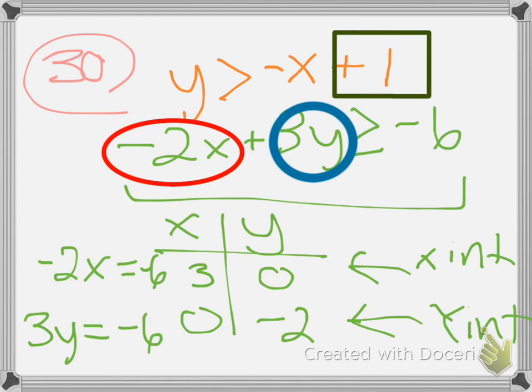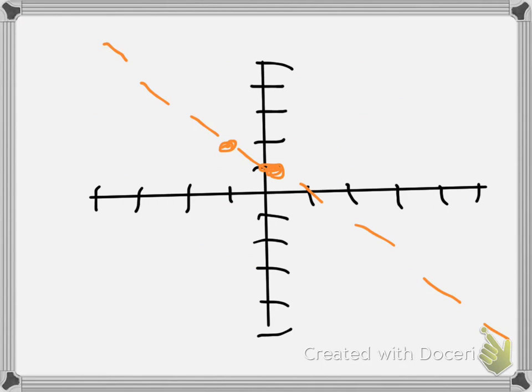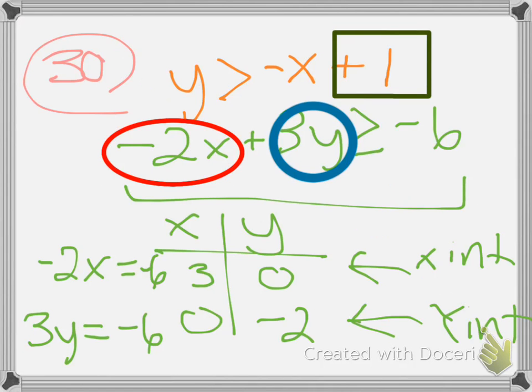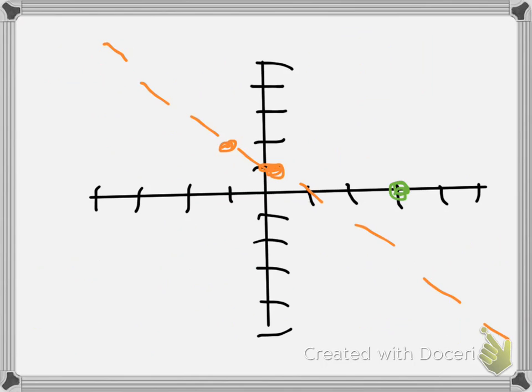I'm now going to graph those points on my line. 3, 0, 1, 2, 3. And then the other one was 0, negative 2. 1, 2. And then I'm going to draw a solid line now. Again, why am I drawing a solid line? I'm drawing a solid line because it's greater than or equal to. The next part of it is the test.